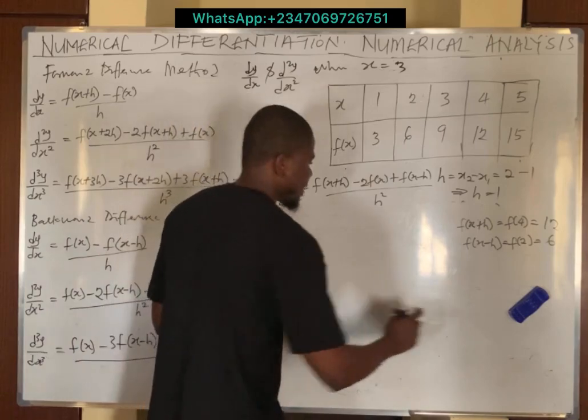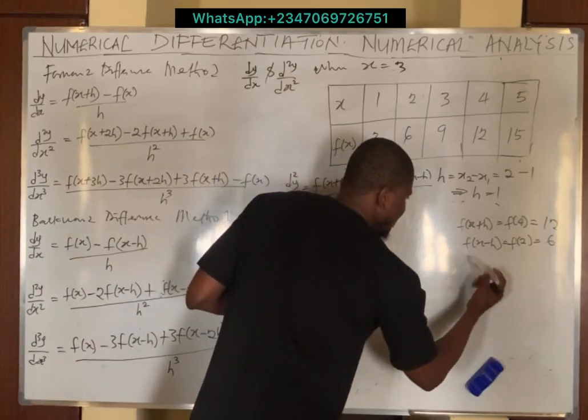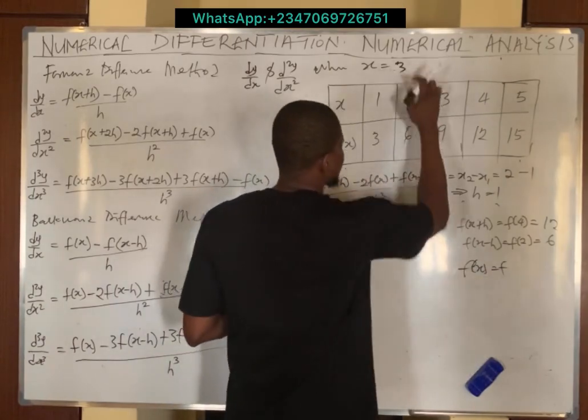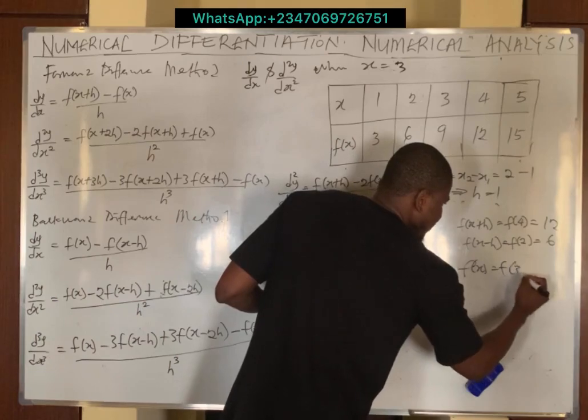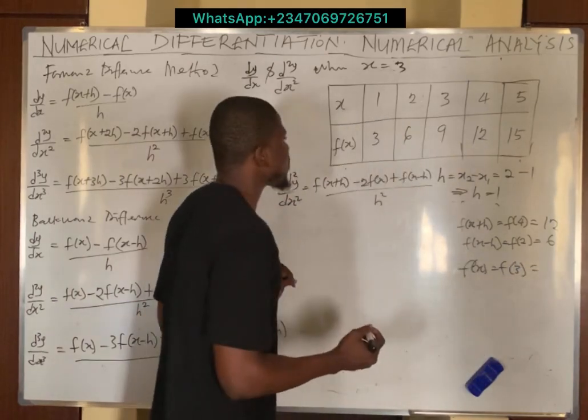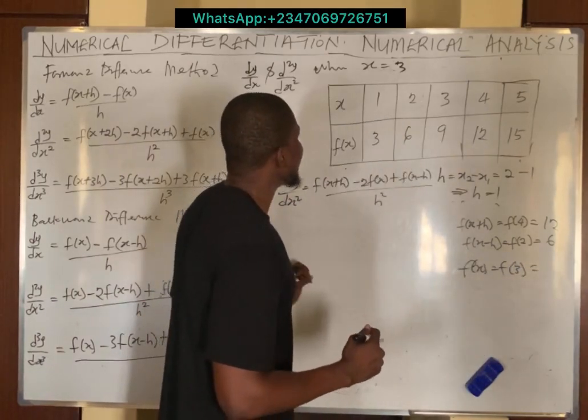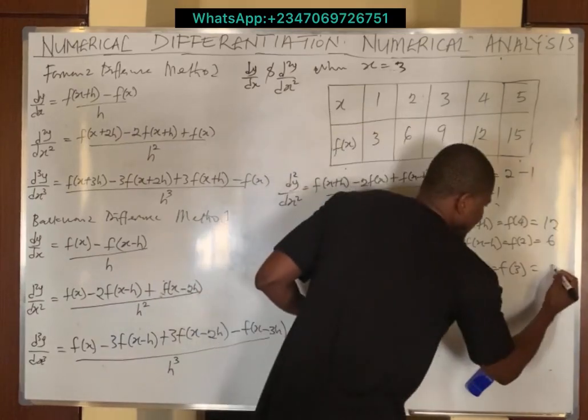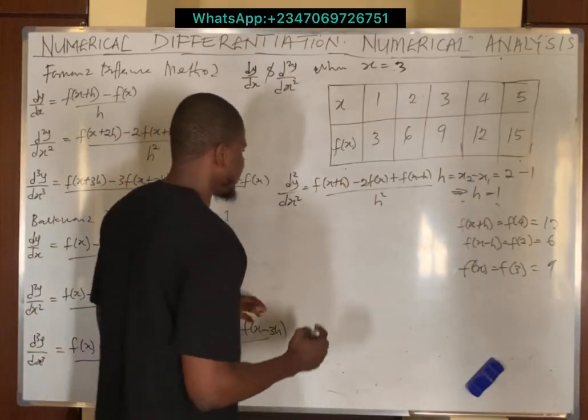So we know what f of x is. Let's simply find f of x. Here f of x is going to be equal to f of 3, since x there is 3. So what's the value of y when x is 3? The value there is simply 9. When x is 3, the value is 9. So you have this to be 9. So let's plug all of this into the formula.